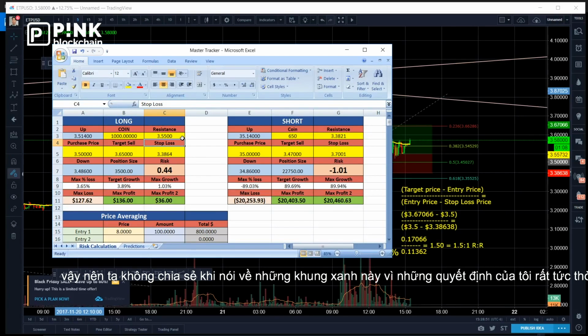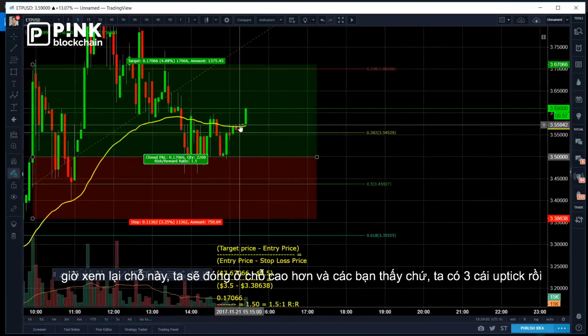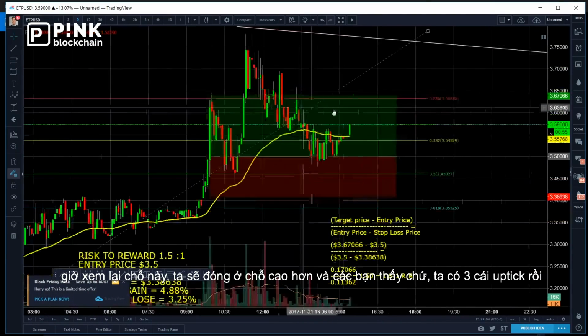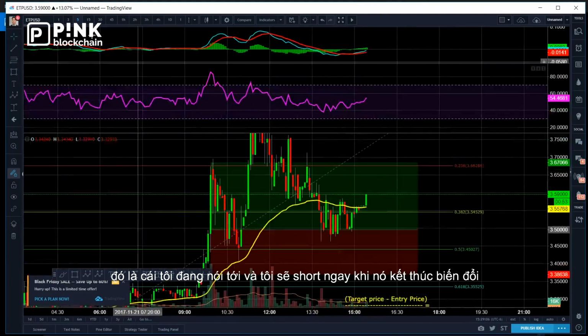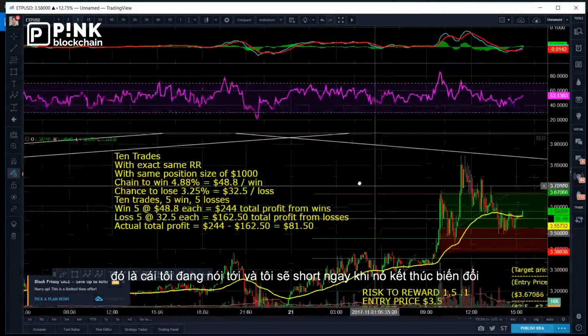That's why I don't really share them on Twitter with a green box like this. The decisions I make are also instantaneous. So check this out here. We're just about to close higher than here. You guys see that? We ticked up 3 cents already. So that's what I was talking about, guys. And now I'm going to short it when it finishes this correction.